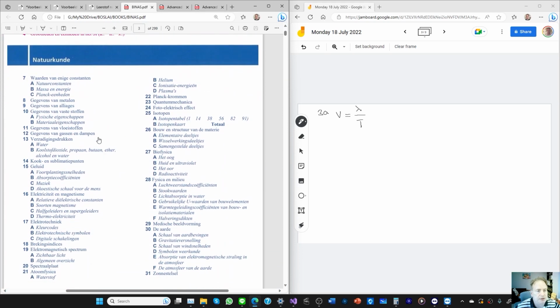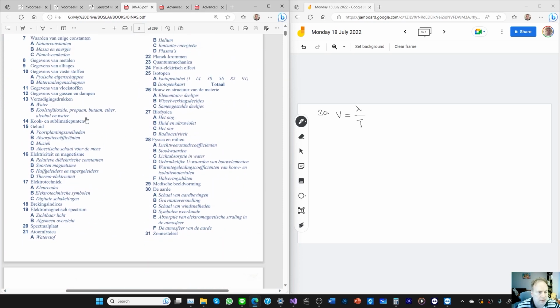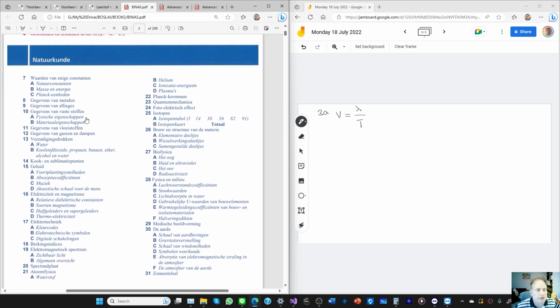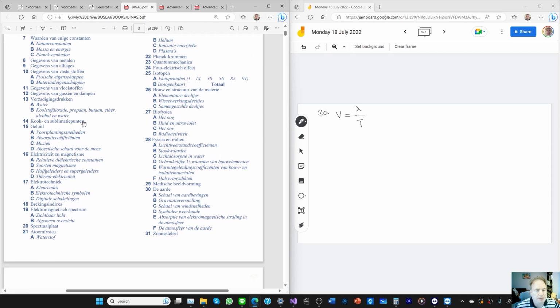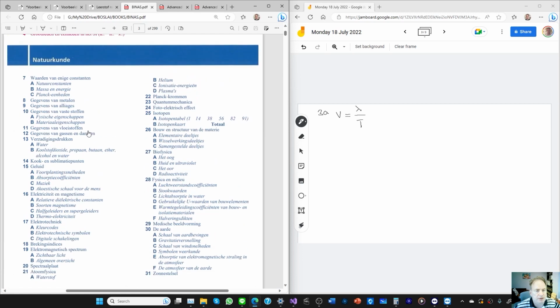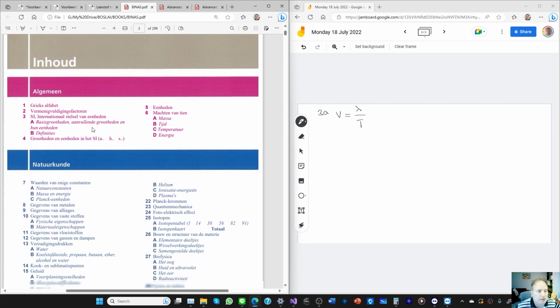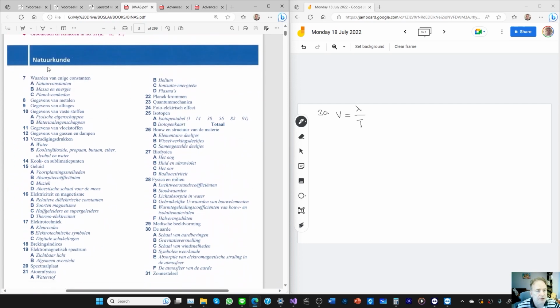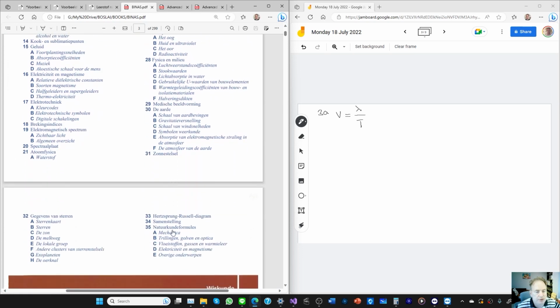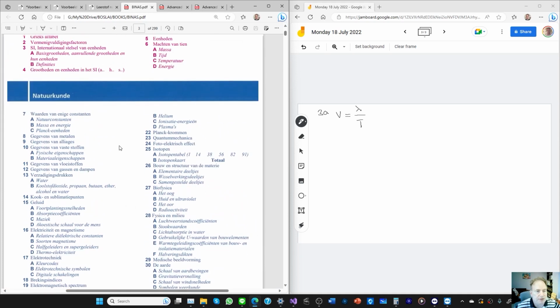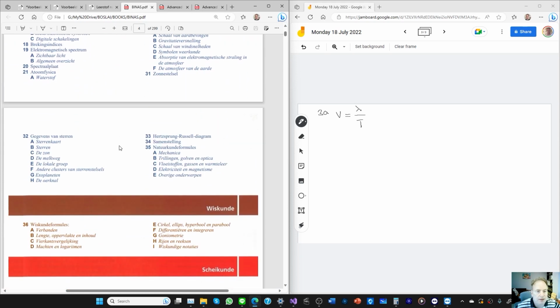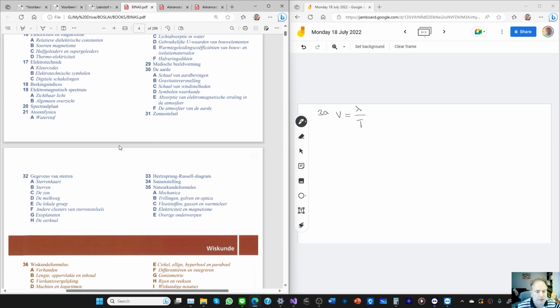And the Binas book is in Dutch, unfortunately. I have no idea if there's some alternative in English for this. I have to look that up. But be very familiar with the table of contents here of the physics part. There are like 7 to 35 tables, and you need to be able to navigate this pretty well. And that comes with practice.